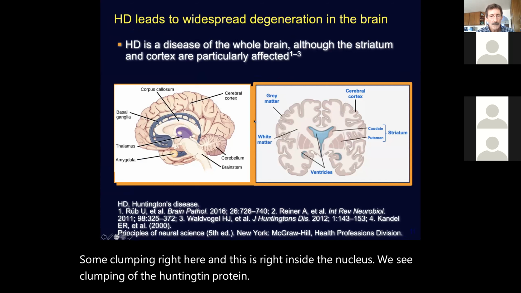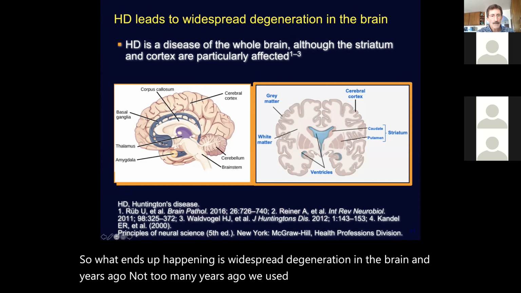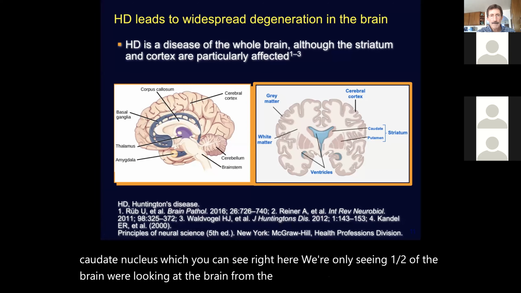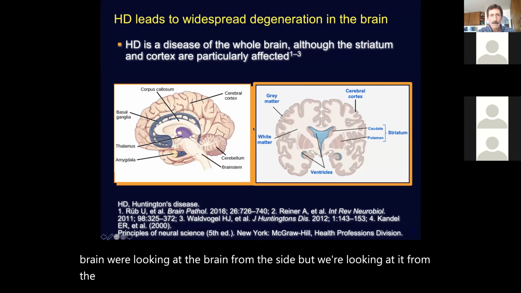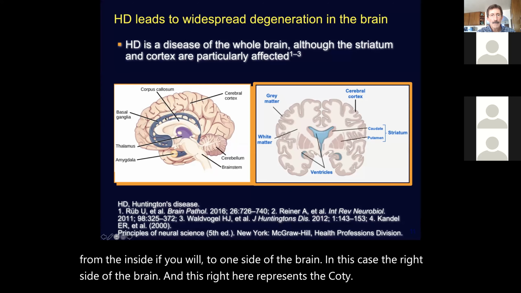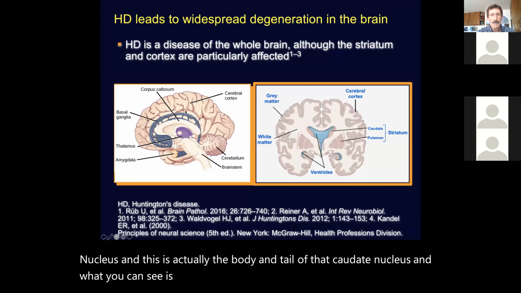So unfortunately, what ends up happening is widespread degeneration in the brain. And years ago, not too many years ago, we used to think that it was only the caudate nucleus, which you can see right here. We're only seeing a half of the brain. We're looking at the brain from the side, but we're looking at it from the inside, if you will, to one side of the brain, in this case, the right side of the brain. And this right here represents the caudate nucleus. And this is actually the body and tail of that caudate nucleus. And what you can see is it's sort of all outlined quite nicely in gray.